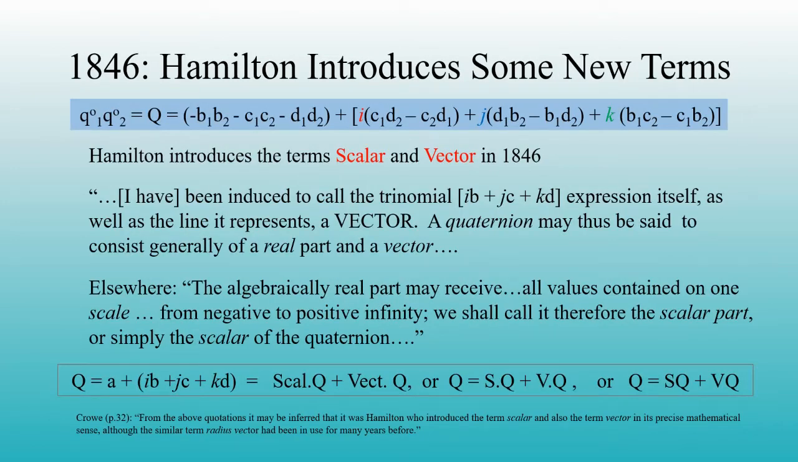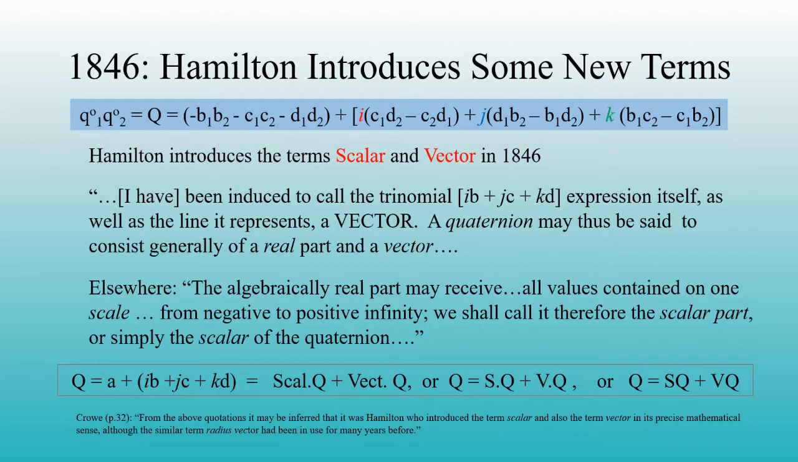Mixing some of my own terminology with Hamilton's, I'm going to write Q01 times Q02 as capital Q, which is a genuine Hamilton term. In an 1846 paper, Hamilton introduces the term scalar to represent the real part of capital Q and vector for the imaginary parts. In his paper, he writes, "I have been induced to call the trinomial expression itself, as well as the line it represents, a vector. A quaternion may thus be said to consist generally of a real part and a vector."